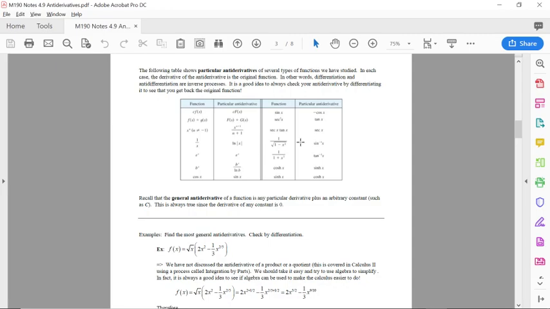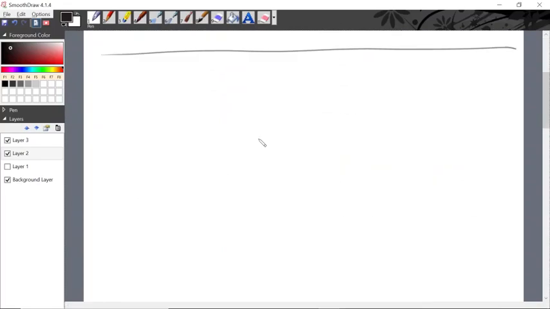Okay. What else? We have other trigonometric functions. Recall that the derivative of tangent is secant squared. Therefore, the antiderivative of secant squared x would be tangent x. Right?